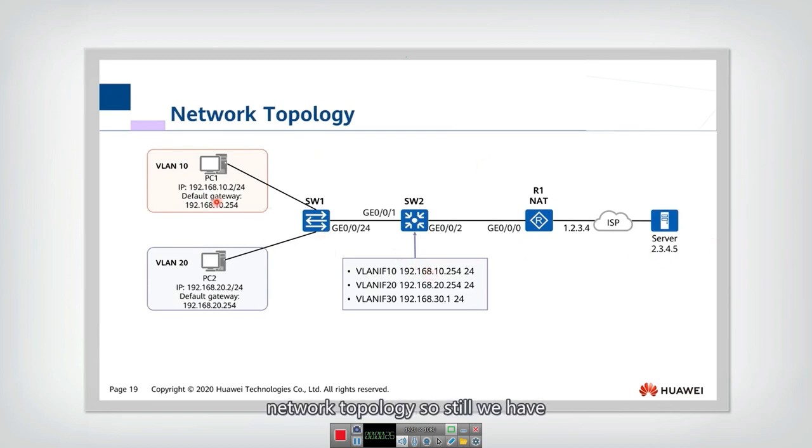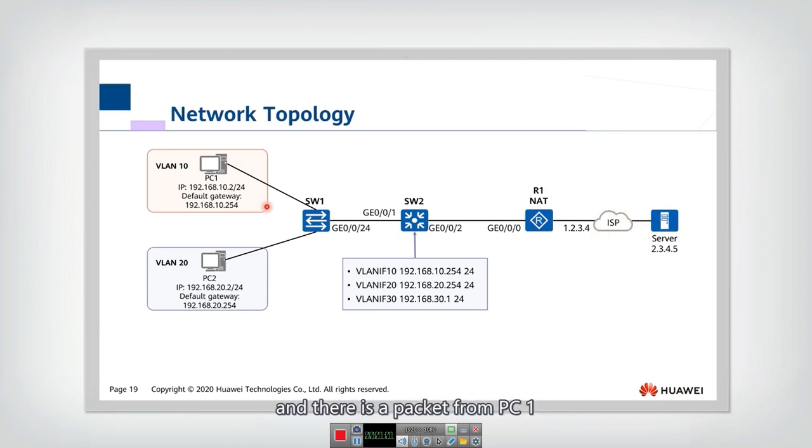So still we have two different VLANs connected with a switch, and then switch one is connected to an aggregation switch and then to a router. And within this router, they can provide the network address translation function to translate the interior IP to an outgoing internet public IP. Okay. And finally, through this router, they are connected to the internet. And there is a server connected to the internet.